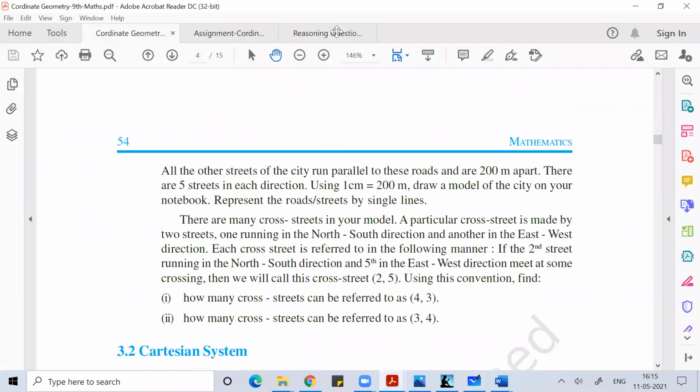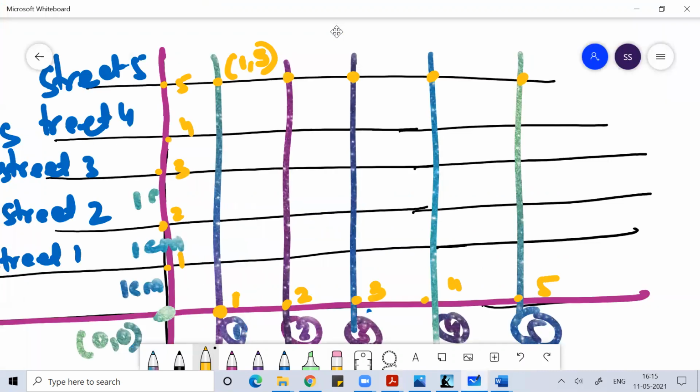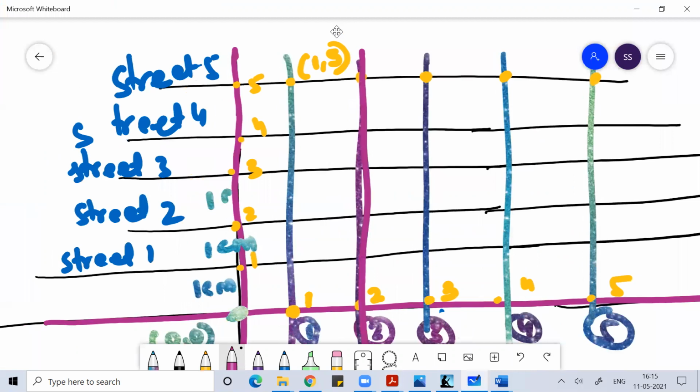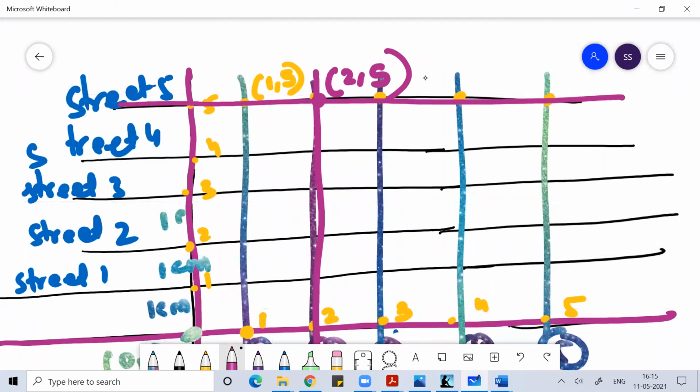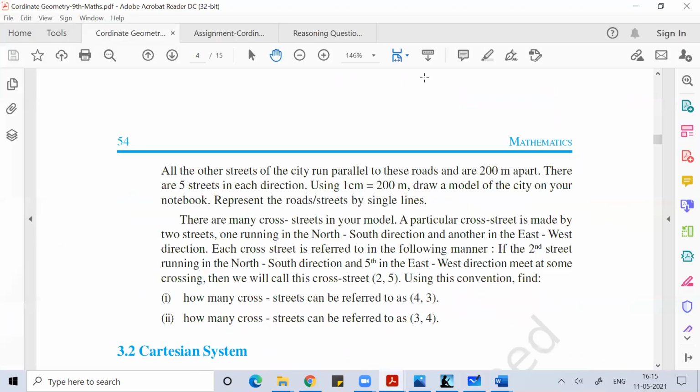So there are many cross streets in your model. Then they explain what a cross street is. A particular cross street is made by two streets, one running in the north-south direction and the other in the east-west direction. Each cross street is referred to in the following manner: if the second street is running in the north-south direction and the fifth street in the east-west direction, and they intersect, then we call this 2, 5.